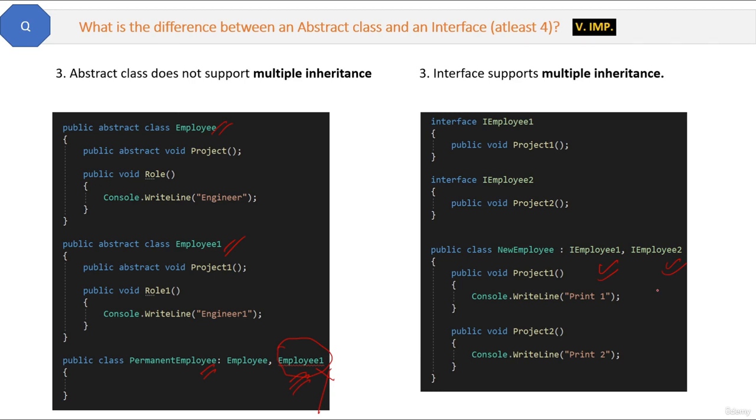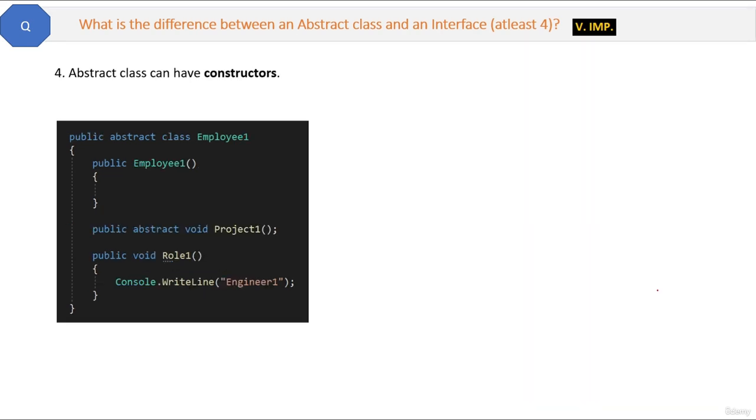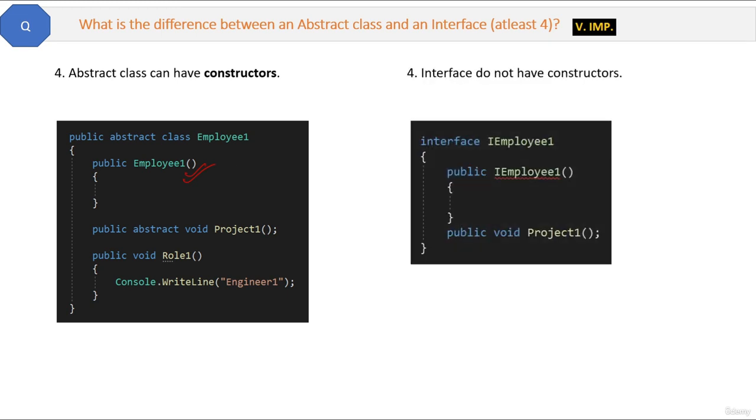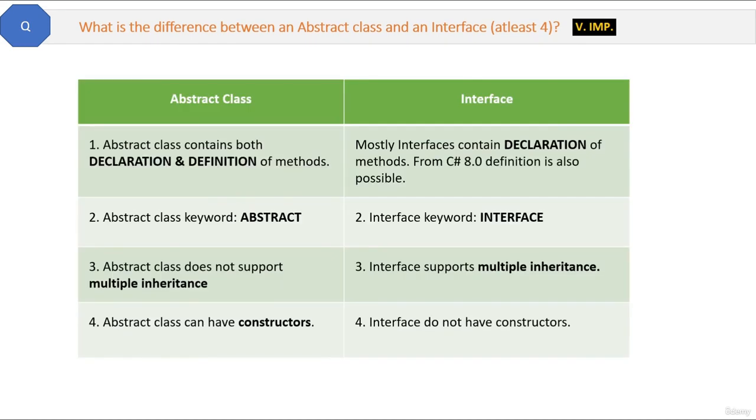One last difference is abstract classes can have constructors. See, we have constructor employee1 in abstract class, but interfaces do not have constructors. See, employee1 constructor is giving error. It's a compile time error. It is not possible. So here is the summary list of all the differences which we have discussed. Please try to memorize at least 3 of them and one difference, because one difference is not sufficient in interviews.